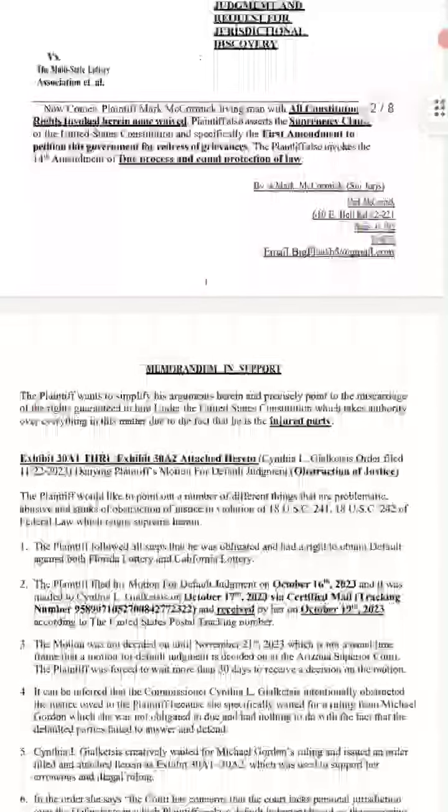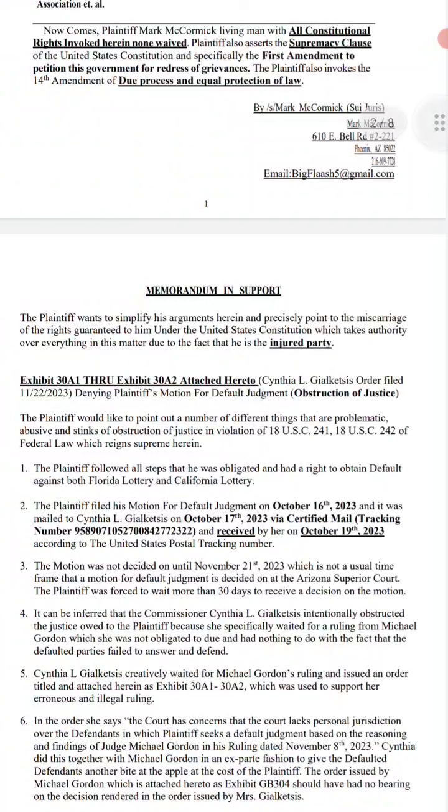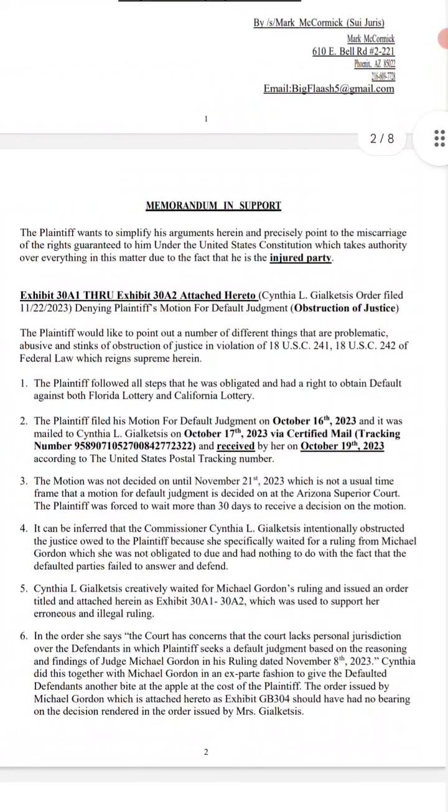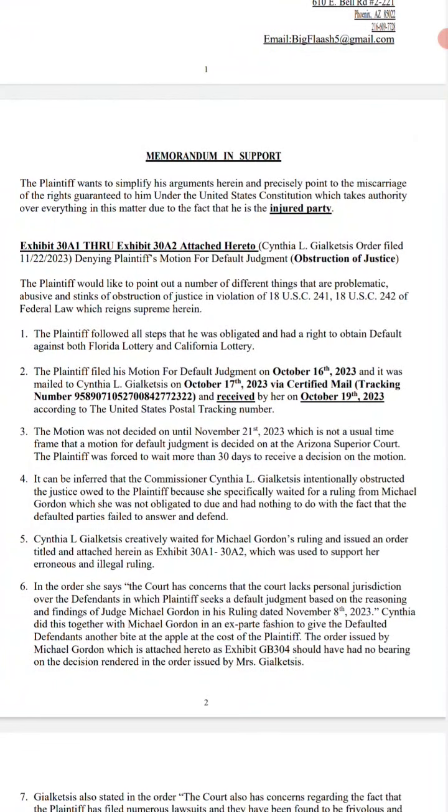It says Exhibit 30A1 through Exhibit 30A2 is attached here too. And what that exhibit is, it's Cynthia L. Gialketsis' order filed 11/22/2023 denying the plaintiff's motion for default judgment, which was obstruction of justice, because it was premeditated because of what they did with the Florida Lottery's return receipt. In California, they did the same thing with California Lottery's return receipt. They just didn't send it back at all.